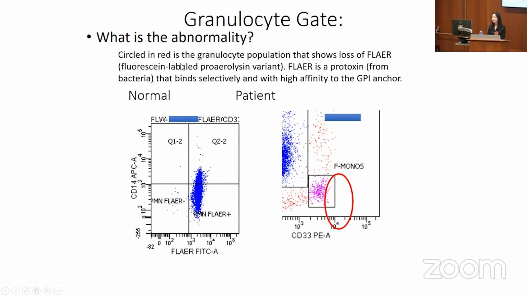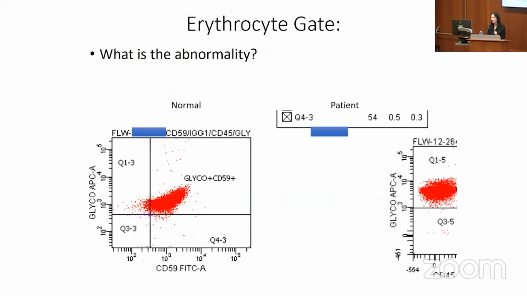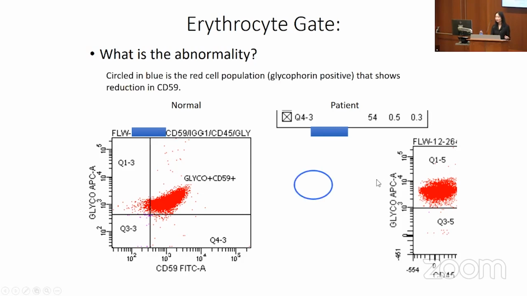And flare is actually this protoxin that binds selectively to the GPI anchor. So this is the linker between the cell membrane and that antibody or the antigen. I don't know why this is coming out this way, but maybe it's a MAC to PC issue. For erythroid cells, you have glycophorin, which is on all erythroid cells, and CD59 again, which is a complement-mediated antigen. And in the patient, there'll be this extra blob here, which is CD59 negative.